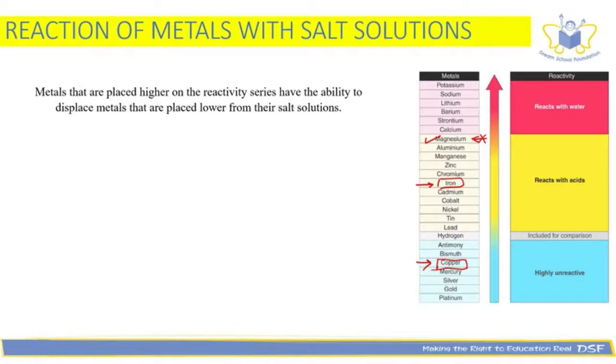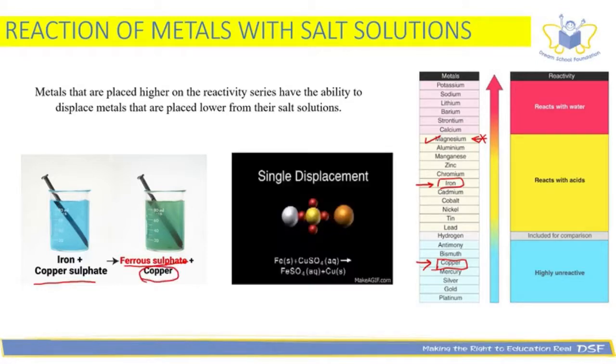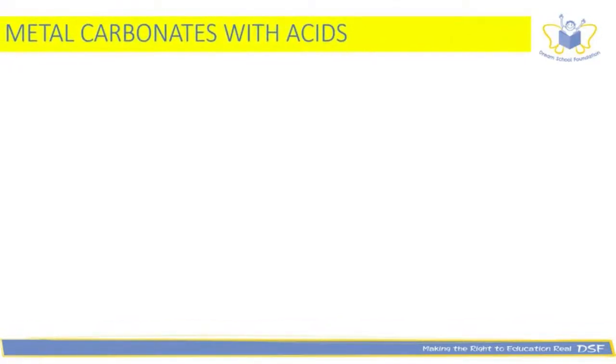Let us look at it. So if I place iron in copper sulfate solution, it will displace the copper in it and form ferrous sulfate, putting copper out. Let us see the reaction. So iron here is displacing copper and forming iron sulfate. Now let us see how metal carbonates react with acids.